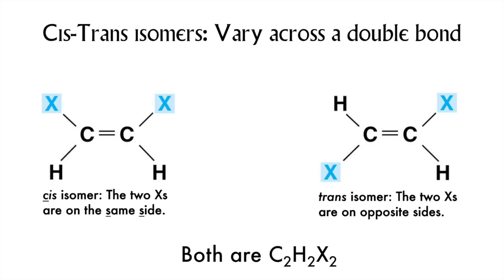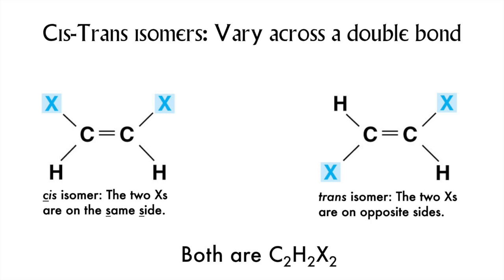Cis-trans isomers are found where there is a double bond. In these two molecules, the molecules in blue, labeled X, represent something other than hydrogen, but not some element X per se. On the left, the two substitutions, as they are called, are on the same side of the double bond. Cis is on the same side. In the trans isomer, the substitutions, the X's, are on opposite sides of the double bond.